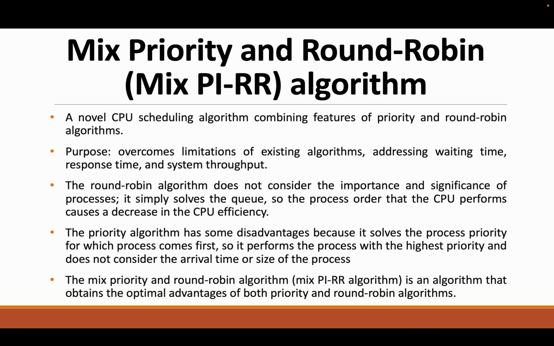It simply serves the queue, so the process order that the CPU performs causes a decrease in CPU efficiency. The priority algorithm also has some disadvantages because it serves the process priority rather than which process comes first. So it performs the process with the highest priority and does not consider the arrival time or the size of the process. The mixed priority and round robin algorithm obtains the optimal advantages of both priority and round robin algorithms.